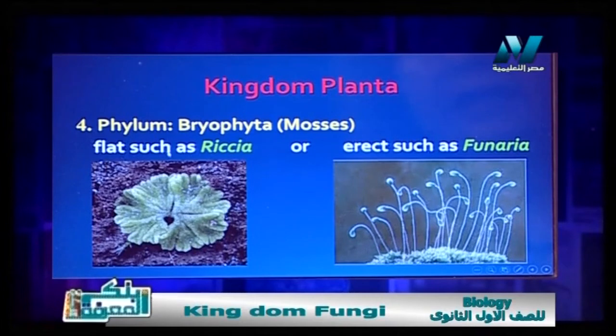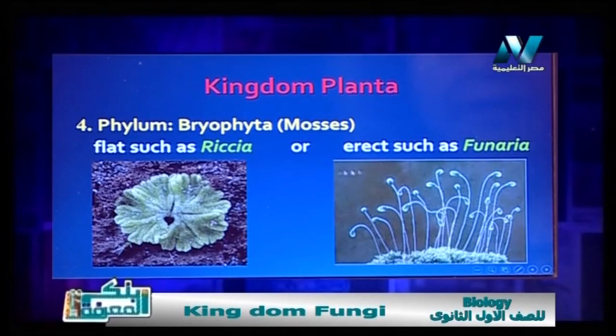Riccia is a flat moss. As you see in this picture, it is flat and grows parallel to the soil surface, and there are rhizoids from the lower surface to fix itself into the soil. Also, it is green, so it contains chlorophyll to carry out photosynthesis.